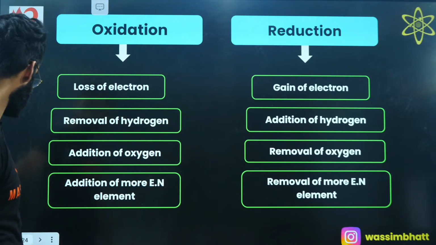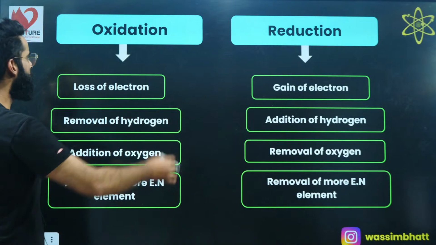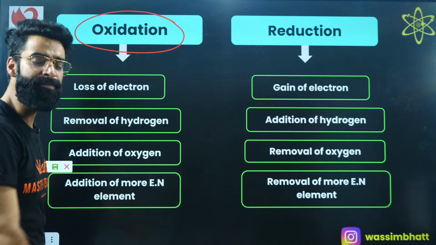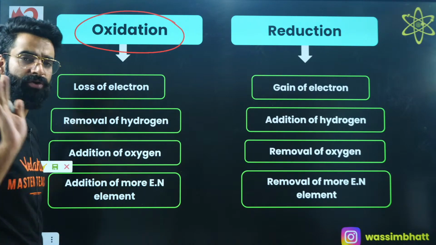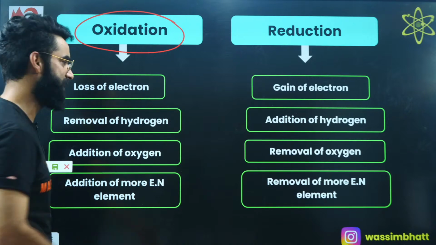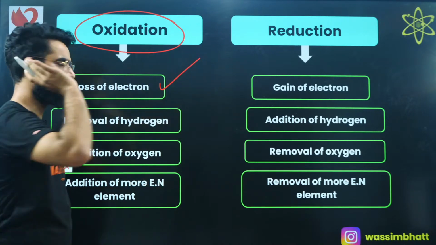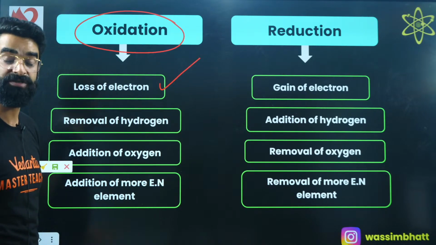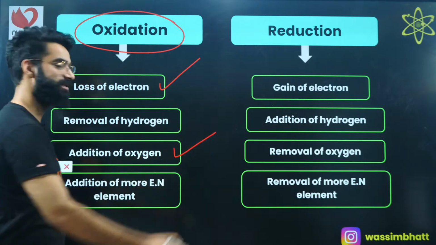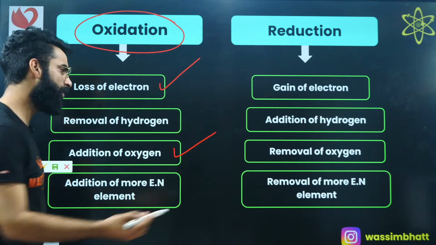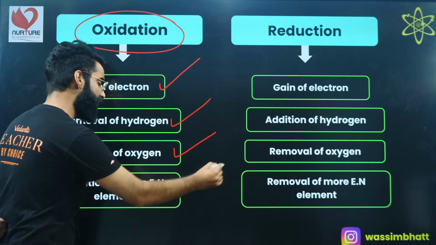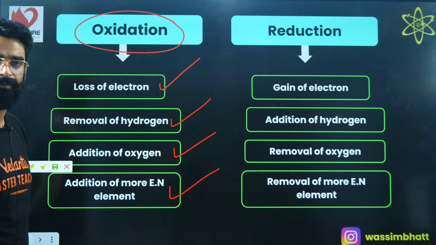Okay? See guys, how do we define the term oxidation? Oxidation is defined in many ways. Any process in which loss of electrons is happening is what I call oxidation. Addition of oxygen is also called oxidation, right? Removal of hydrogen, also called oxidation. Addition of more electronegative element, also called oxidation, right?